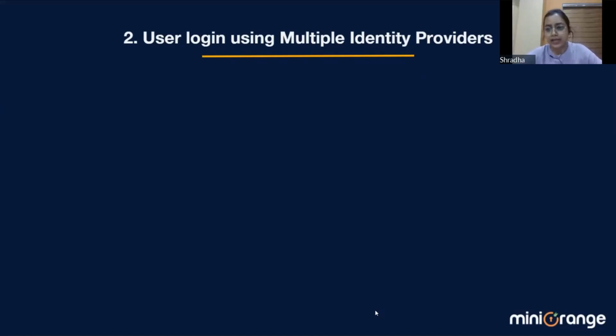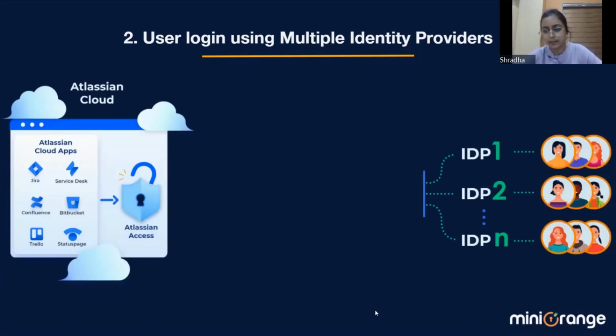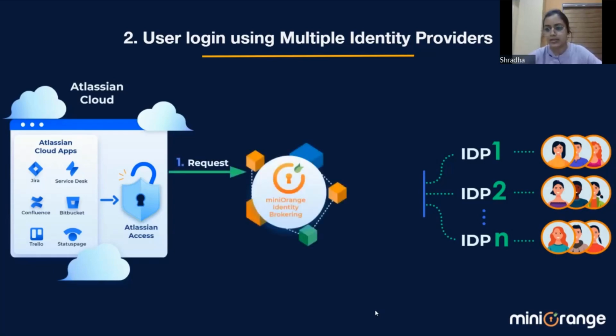Let's look at the second use case, where we will be connecting multiple identity providers with Atlassian Access. As before, Atlassian Access will send a login request to miniOrange. Now, instead of miniOrange sending another request directly to one identity provider, users will be prompted to choose an identity provider for login. Based on their choice, the user would be redirected to their respective identity provider for authentication.